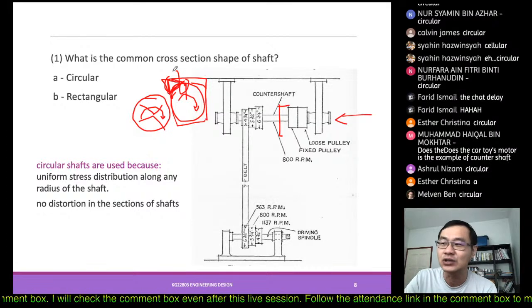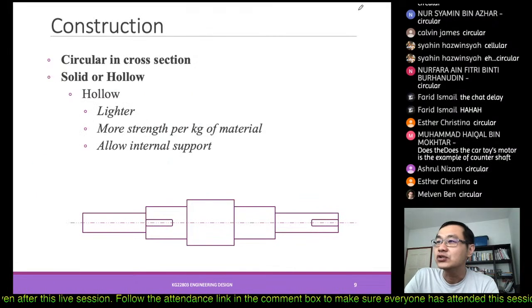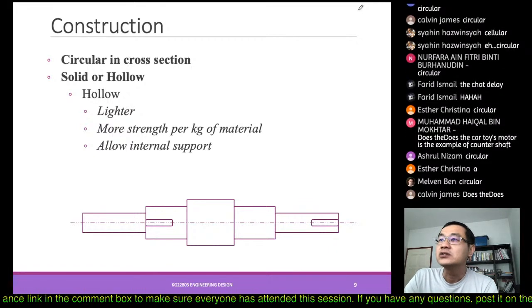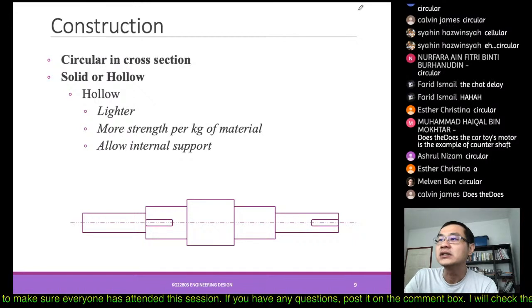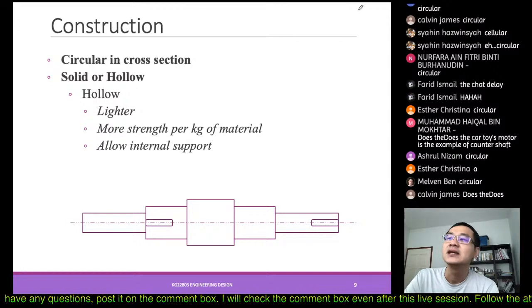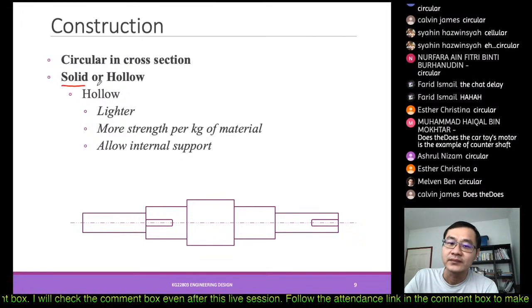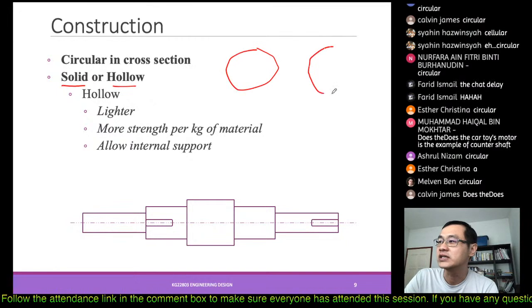Now we look into the construction of the shaft itself. As we know, shafts are commonly circular in cross-sectional area. It can be either solid, a full circular form, or hollow, just like a pipe.